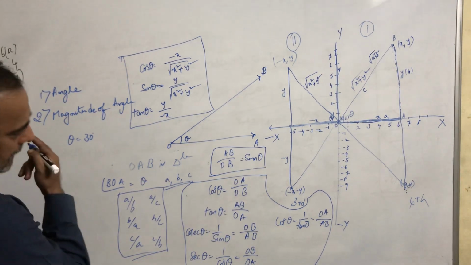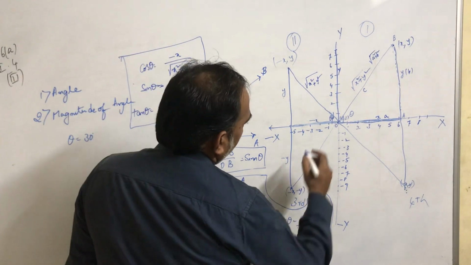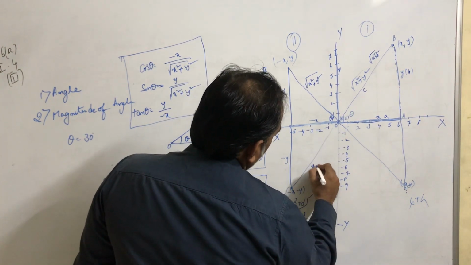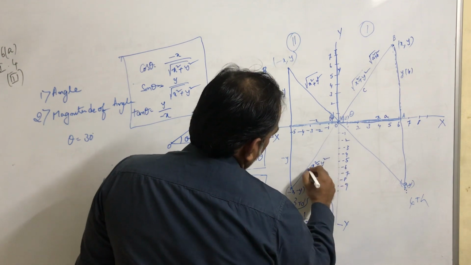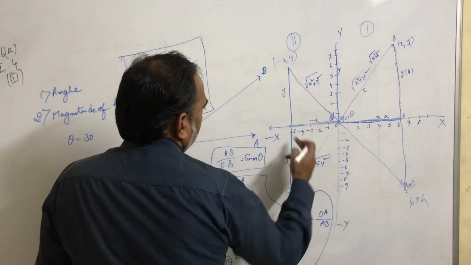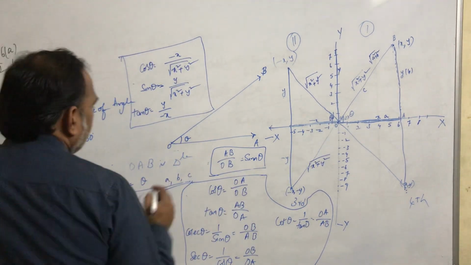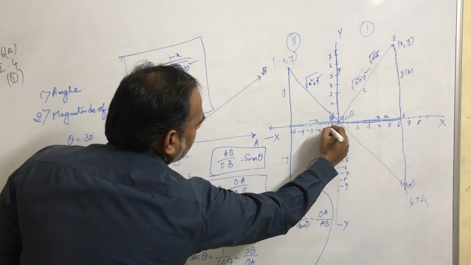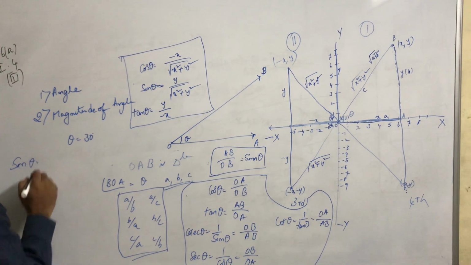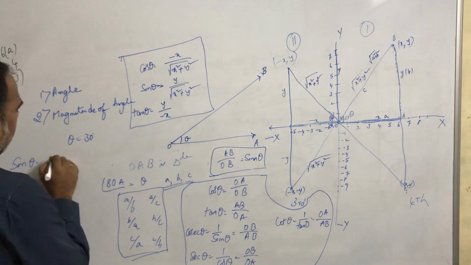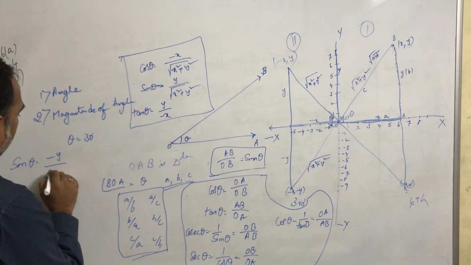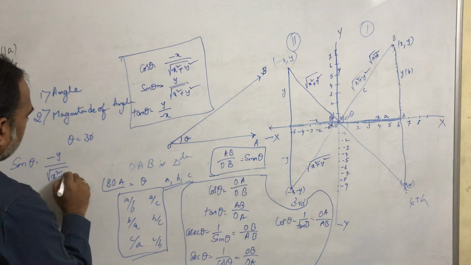Now come to the third quadrant. In the third quadrant, this is minus x and this is minus y, and this length is the square root of x square plus y square, as per Pythagoras theorem. Now consider this as theta. Then sin theta equals opposite side by hypotenuse. Opposite side is minus y. What is the hypotenuse? Square root of x square plus y square.